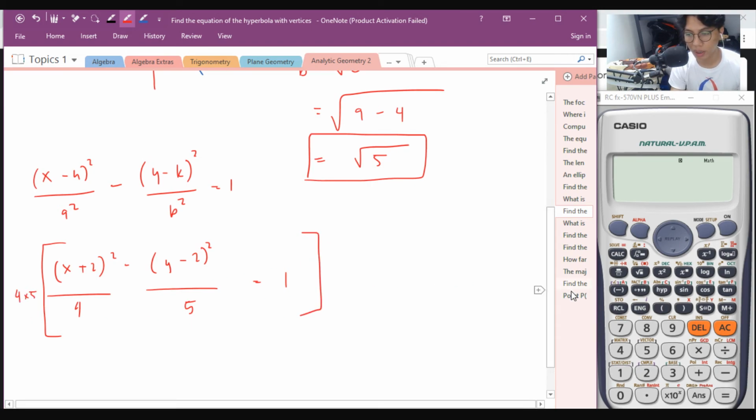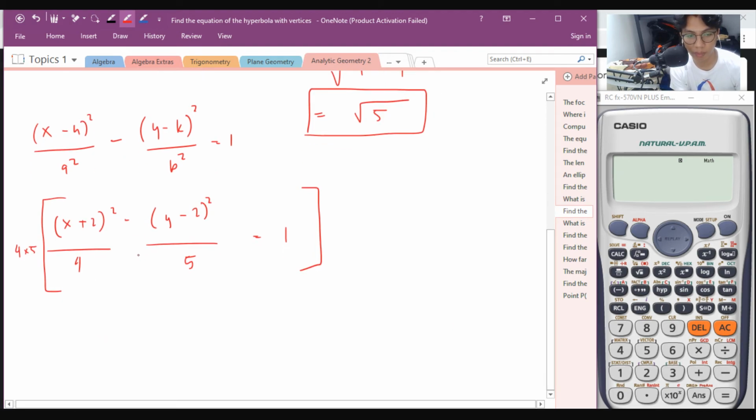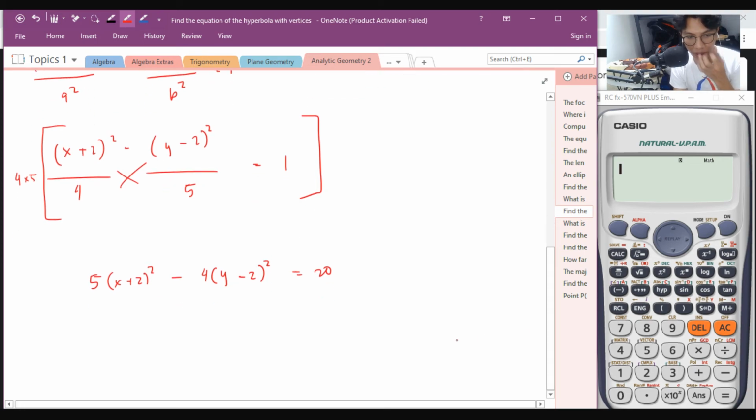O, cross multiply. 4 times 5, bali ito magiging 5. Cross multiply mo na lang yan. 5(x plus 2) squared minus 4(y minus 2) squared equal to 20. Simplify na natin. Ito muna. Lakihan ko muna yung nasa loob. 5 times (x squared plus 4x plus 4) minus 4(y squared minus 4y plus 4) equal to 20.